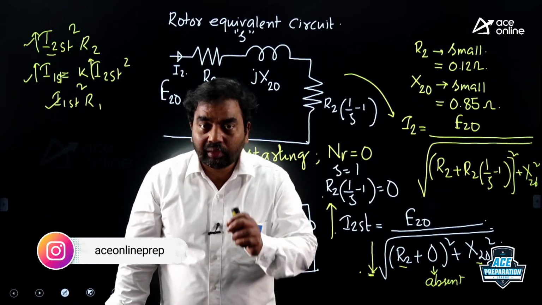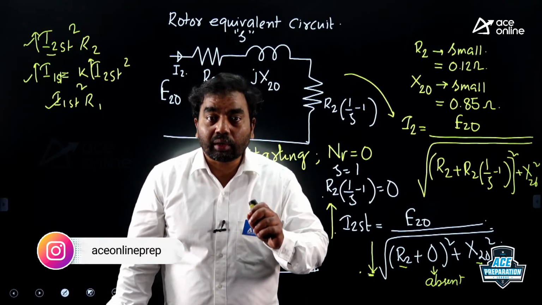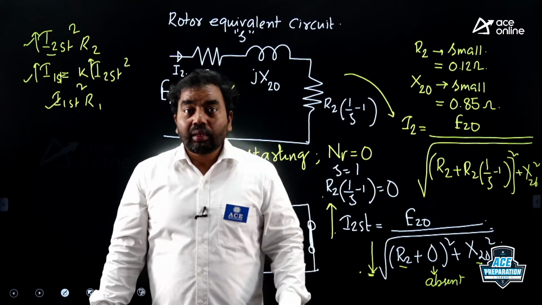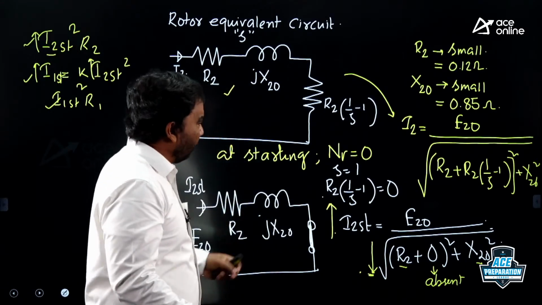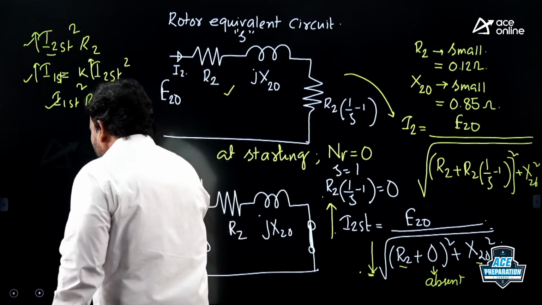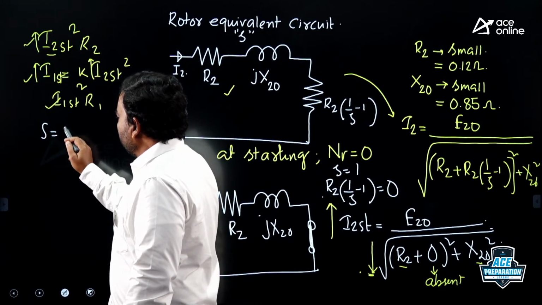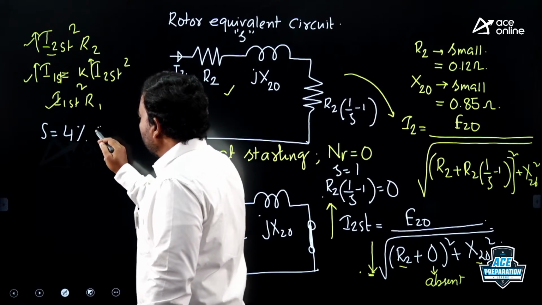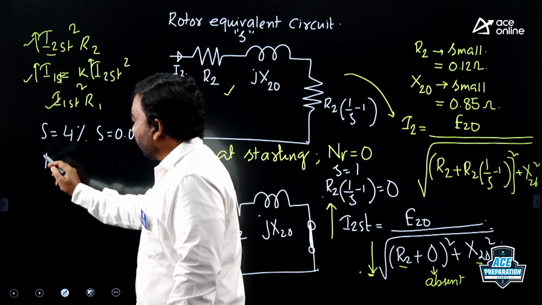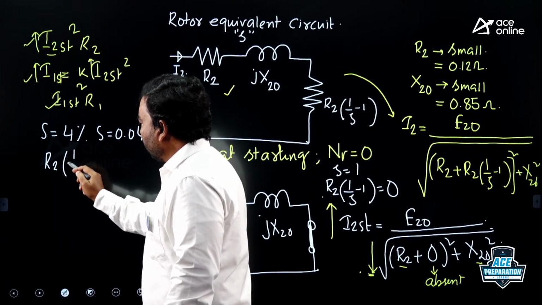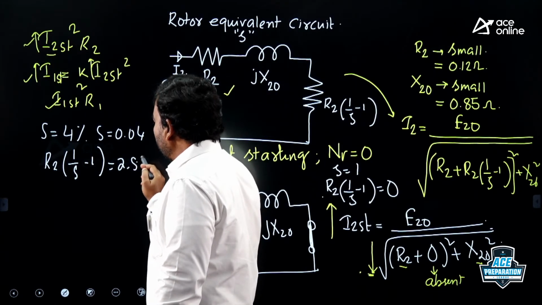High starting current means the load impedance R2 into (1/S minus 1) is not present in the rotor circuit during starting. Sir, how are the winding currents normal during running conditions? For example, during running conditions, say the motor is operating at a slip of 4%. Then what is the value of slip? S will be 0.04. Then if I calculate the value of the load impedance R2 into (1/S minus 1), this will be roughly 2.88 ohms.